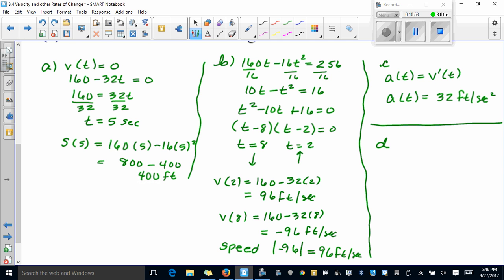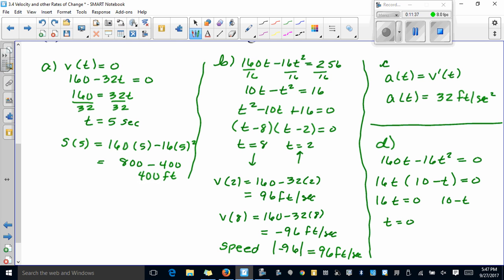Part D. It says, when does the rock hit the ground? It's a position again. So we're going to take our position function and set it equal to 0. So 160t minus 16t squared, when is it at 0? This is when it's on the ground. So I have 16 and t I can factor out, which is going to leave me 10 minus t equals 0. So either 16t equals 0, and that means t equals 0. So it was sitting on the ground before it got blasted into the air. And 10 minus t equals 0, which gives me t equaling 10. All I had to do is move the t over. So at 0 seconds and 10 seconds, the rock was on the ground. It took 10 seconds to hit the ground.